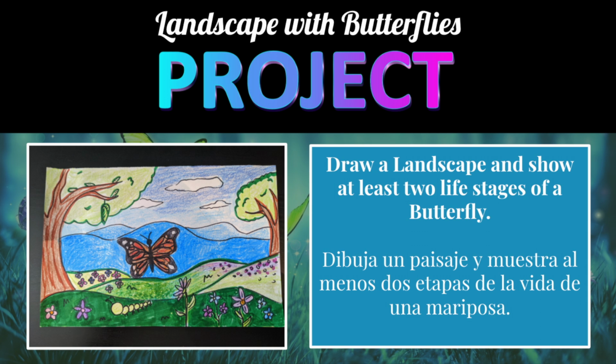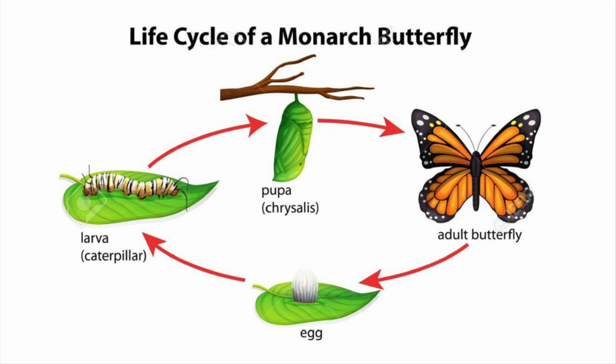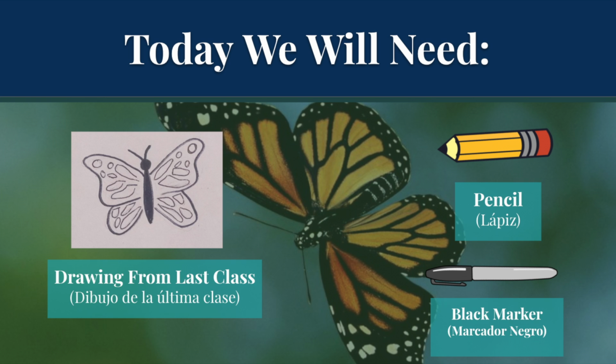Hello artists, today we are going to be drawing a landscape with butterflies. And you want to show at least 2 life cycles of the butterfly. So you can show the adult butterfly, the caterpillar, the cocoon, which is also the pupa, and you can also draw the caterpillar. So to get started with this project, you want to get out your drawing from last class.